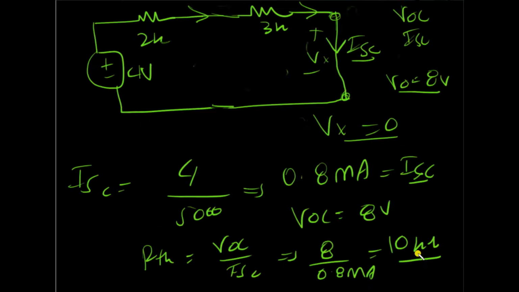But wait, what if there are only dependent sources involved and there are no independent sources? So this is our last case scenario where we have no independent sources in a circuit. If there are no independent sources in a circuit, that means VThevenin would be 0 volts because there is no voltage, and I Norton would also be 0 amps. So let's just see this through an example.